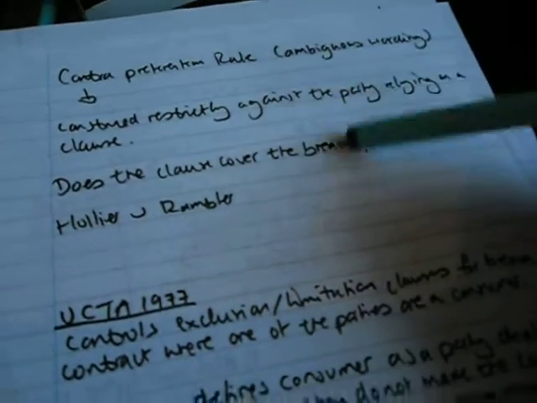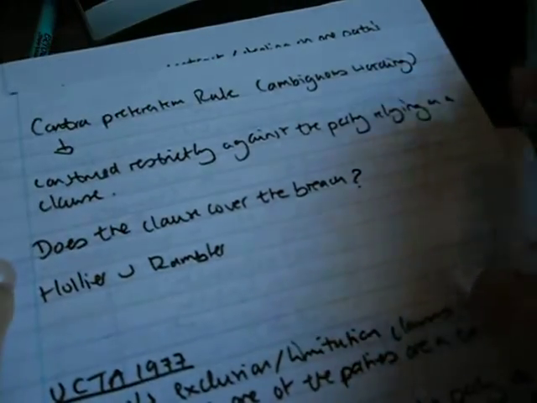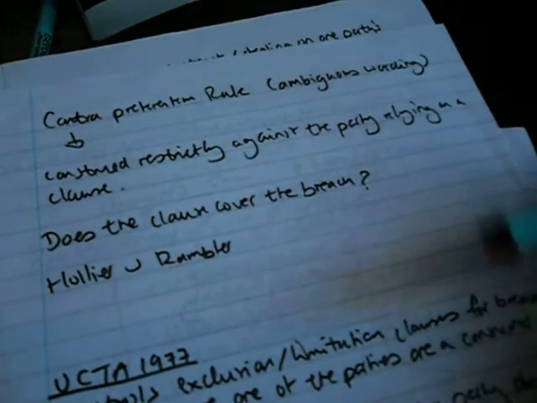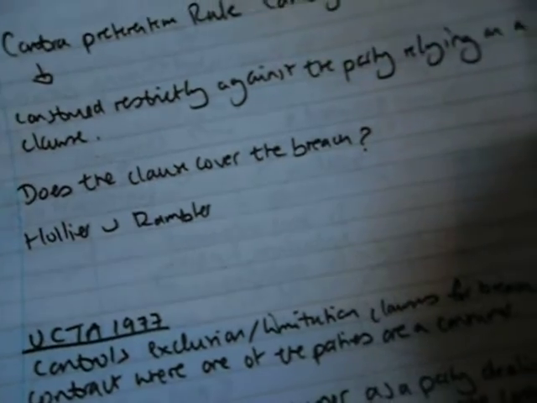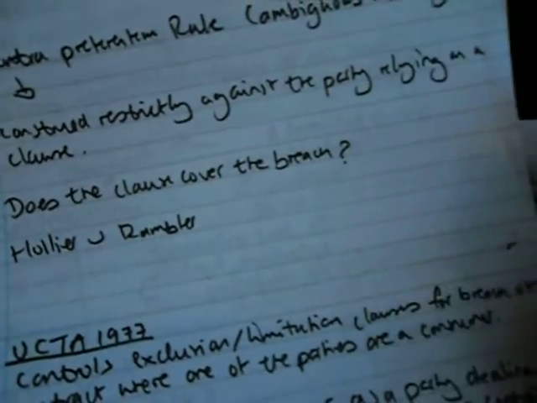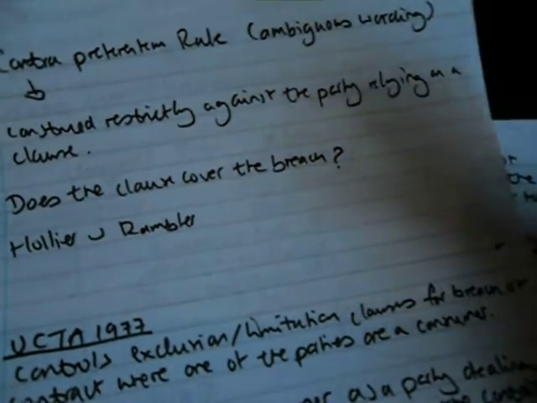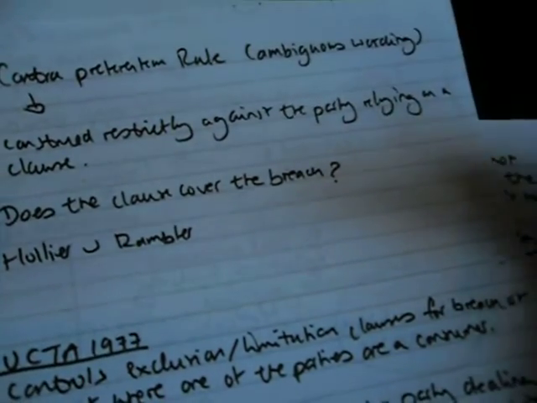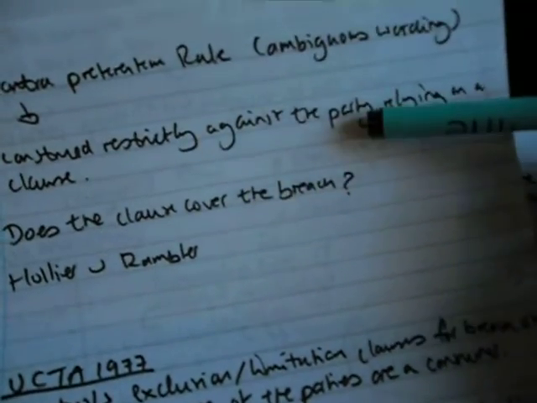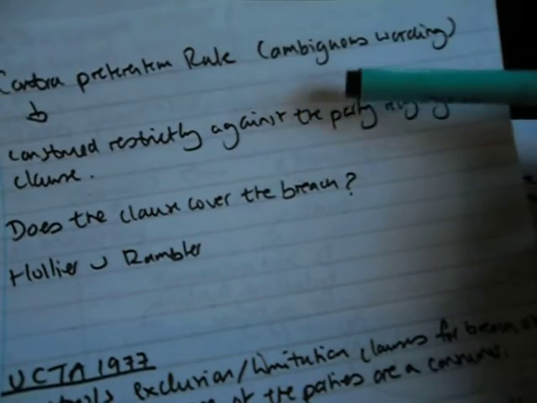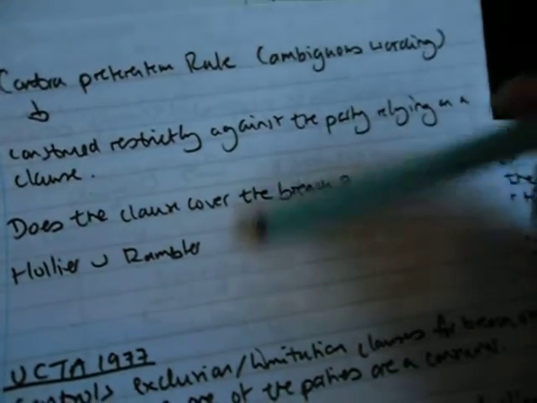Another thing we will look at is the Contra preferentem rule. The Contra preferentem rule is construed restrictively against the party seeking to rely on a clause. Now the courts will ask themselves a question: does the clause cover the breach? Many bigger companies will try to use ambiguous wording and harsh wording on smaller companies. So the courts will use the wording less favourably and then decide if the clause covers the breach itself.